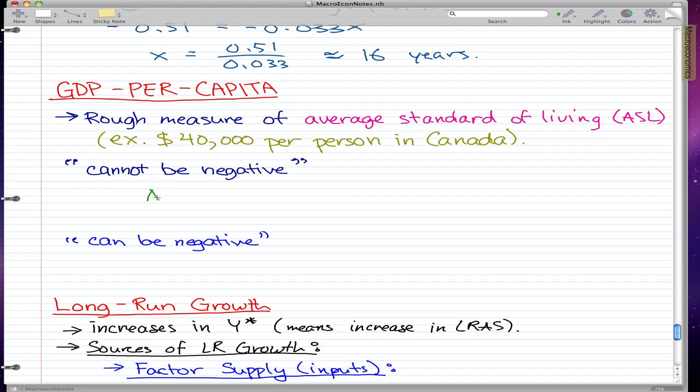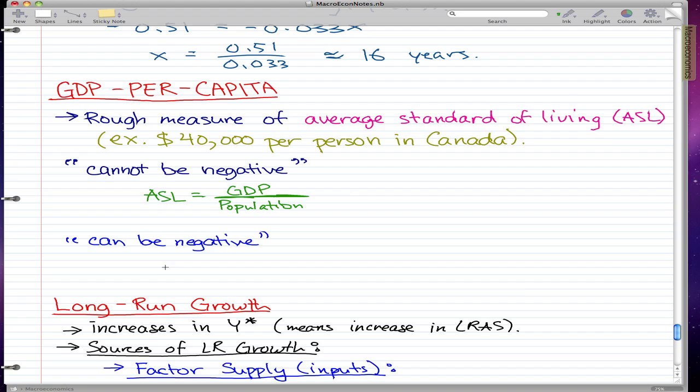And the formula for ASL is GDP over population. If a country is making money, and that should be the real life fact for every country, then they should have a positive GDP and a positive population, or else it won't be a country. If there's negative people, then it won't be a country, right? So then ASL, pretty much logically, it cannot be negative.